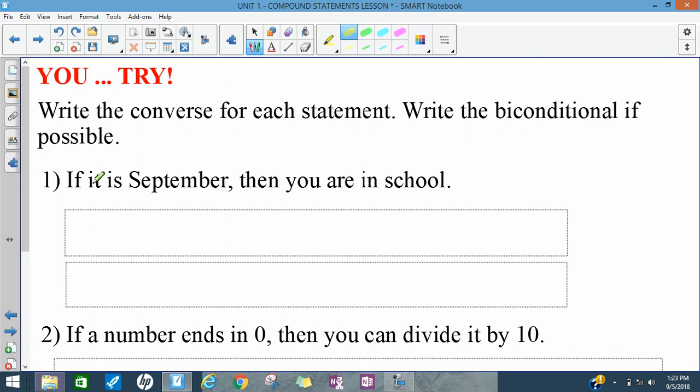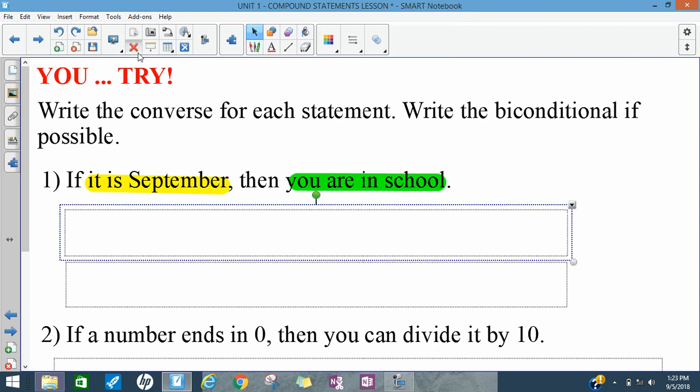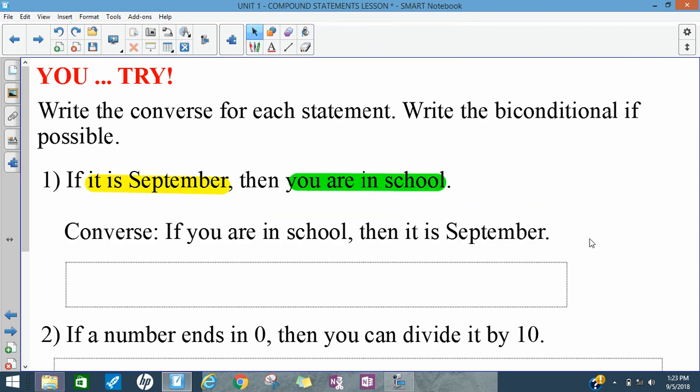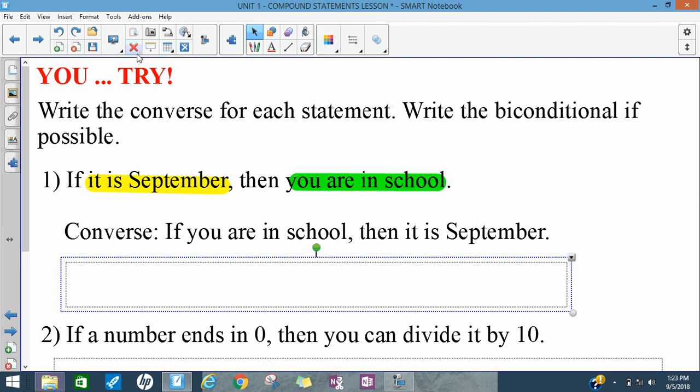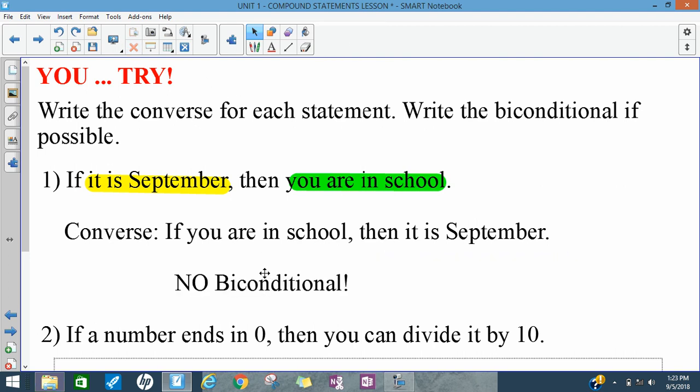So here, if it is September is P, you are in school is Q, so we'll switch those to get the converse. And I'm going to stop playing with the colors now so I don't make a mistake again. The converse is if you are in school, then it is September. So if it is September, then you are in school. That is true. If you are in school, then it is September. That's not always true. We can think of a counterexample. Like it could be October or November or any of the other months where you go to school. So we cannot write the biconditional.